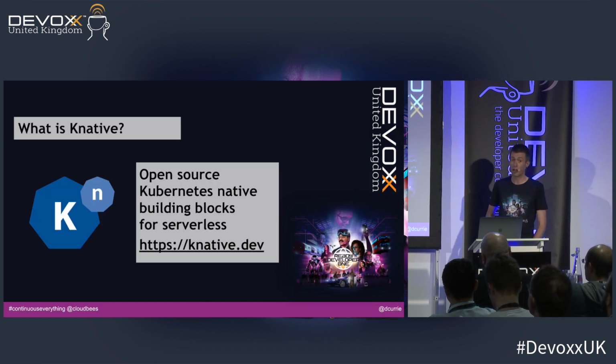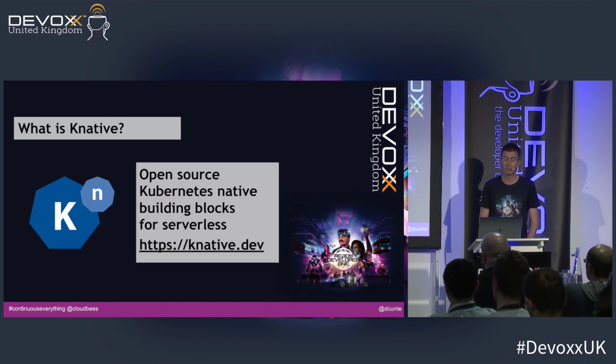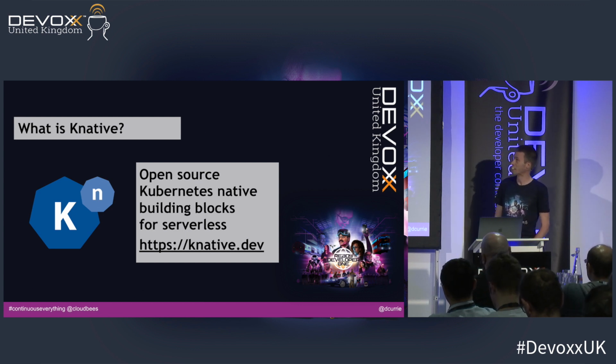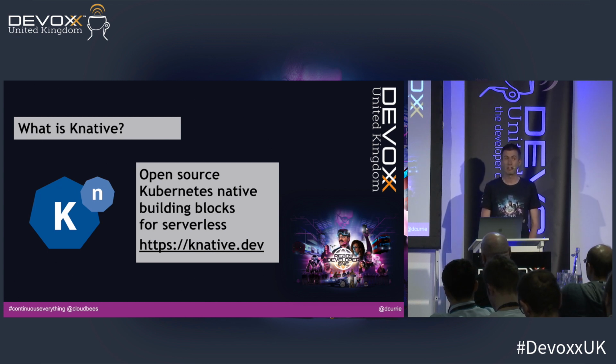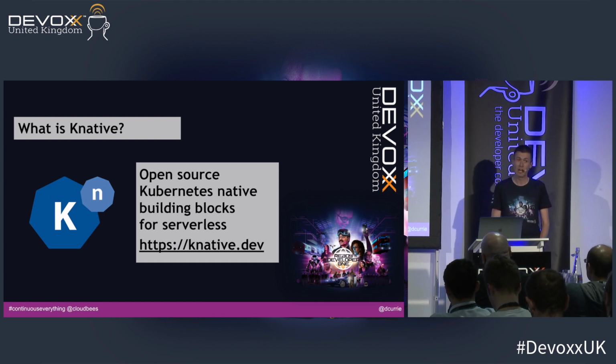So I only have a few slides. Most of this session is going to be a live demo, but given the subject, I really have to give a what is Knative. And so the one sentence description is it's an open source project providing a set of Kubernetes native building blocks for serverless. And so if we unpack that a little bit, it's an open source project. It was contributed by Google, announced at their conference this time last year.